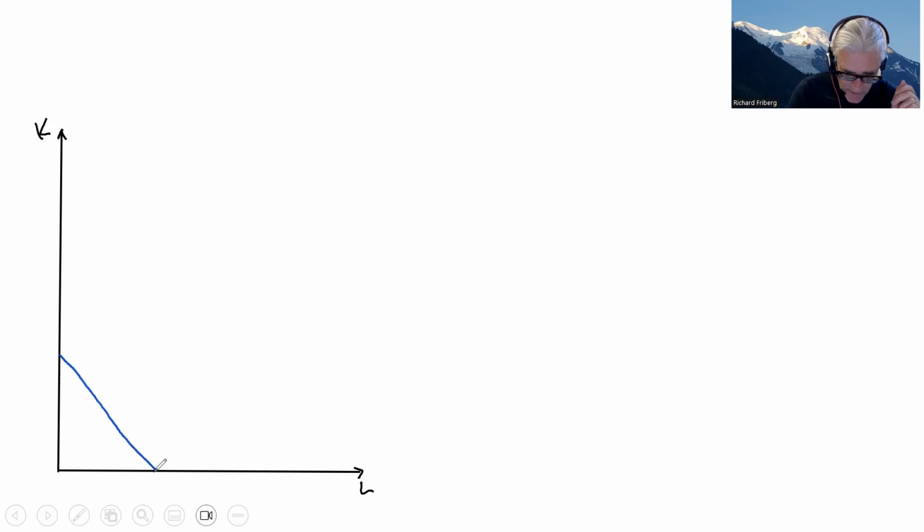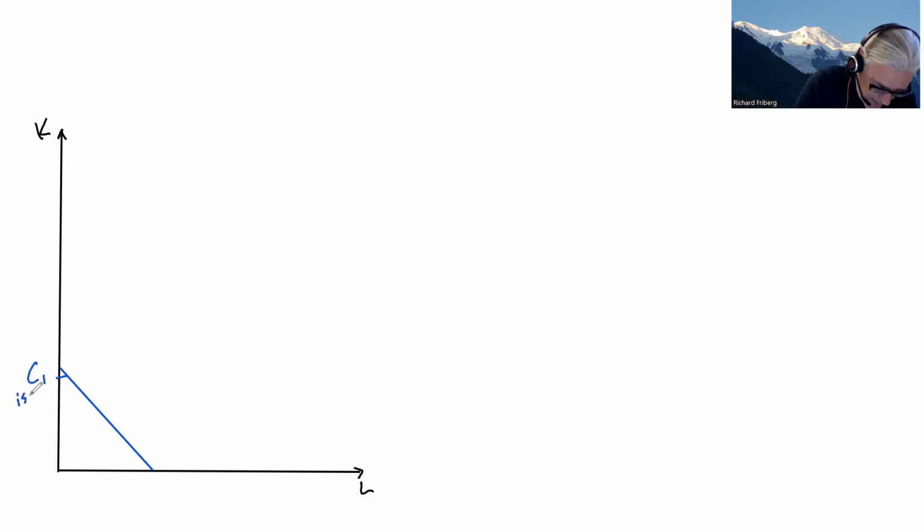Blue, say. Oh, maybe we should have that as straight lines, right? That's going to look nicer. So there's an iso-cost line for this firm. This is called C1. So this is an iso-cost: different combinations of K and L that give the same cost of production.